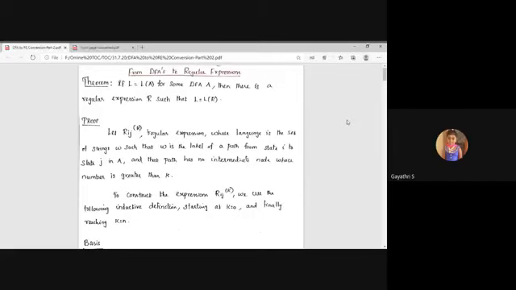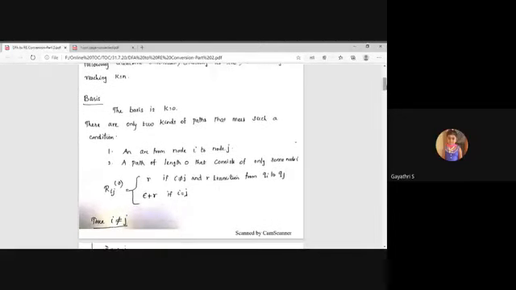In this theorem, we are using an induction proof, the inductive proof from the first unit. An inductive proof has two parts. The first one is the basis, the second one is the induction. Let me start with the basis part.